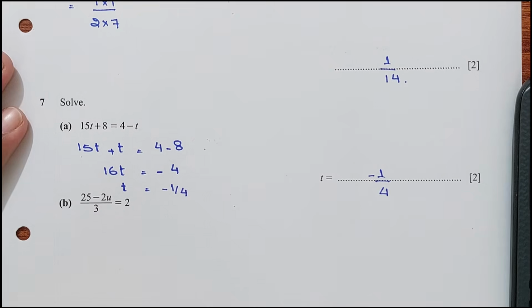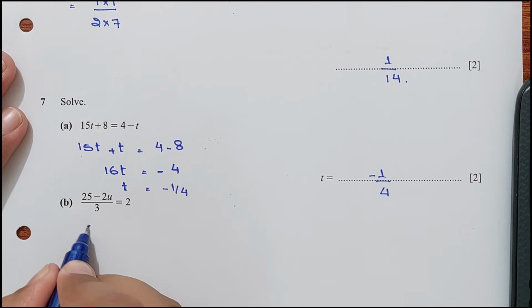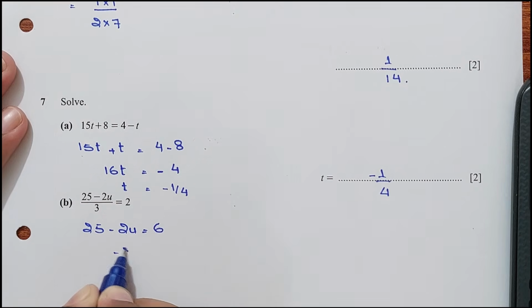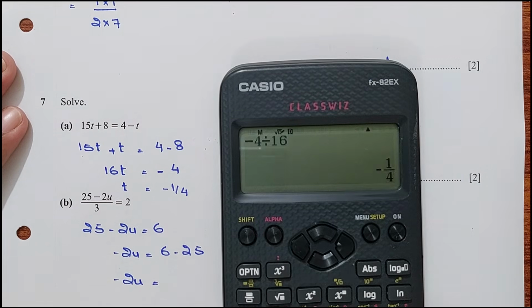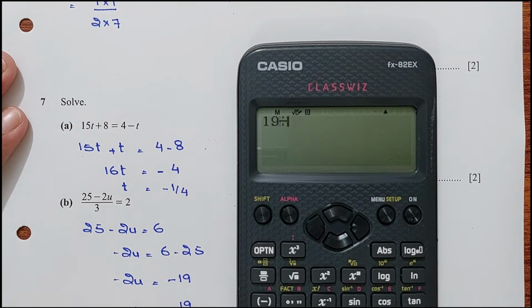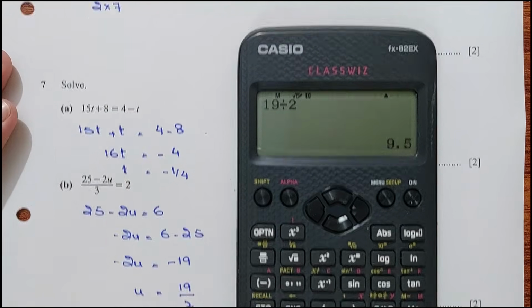Okay, now for part B, we have to solve for u. So cross multiplication: 25 minus 2u equals 2 times 3, which is 6. Negative 2u equals 6 minus 25. Minus 2u equals 6 take away 25, which is negative 19. And u is equal to 19 by 2, 19 divided by 2, which is 9.5.